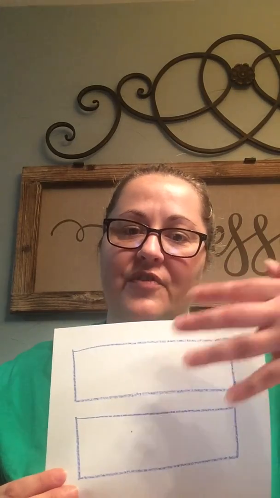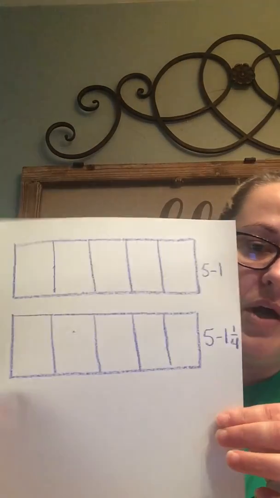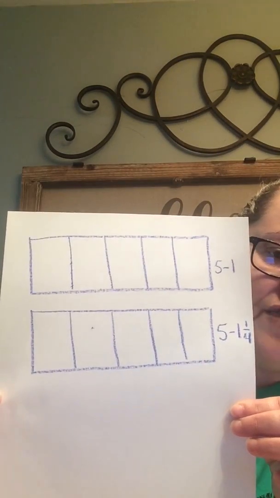So we want to start with 5 on both of these. So I'm simply going to take my rectangles and split them into 5 sections. Now, they don't have to be perfect, but I did draw 2 of them so we could have them side by side and you could prove that 5 minus 1 and 5 minus 1 and 1/4 are not the same, because he says that 5 minus 1 and 1/4 would be more than 4.